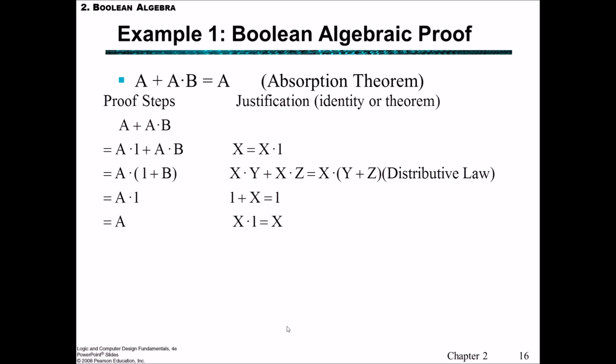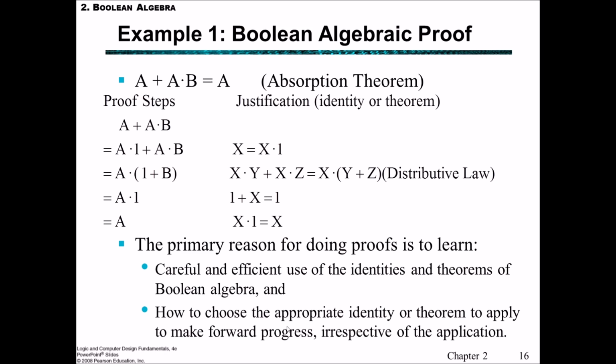So there it is written more formally. And the reason we do proofs is so that we can learn how to be careful and efficient with the use of the identities and theorems in Boolean algebra, and how to choose the appropriate identity or theorem to apply to make forward progress, whatever the application is.